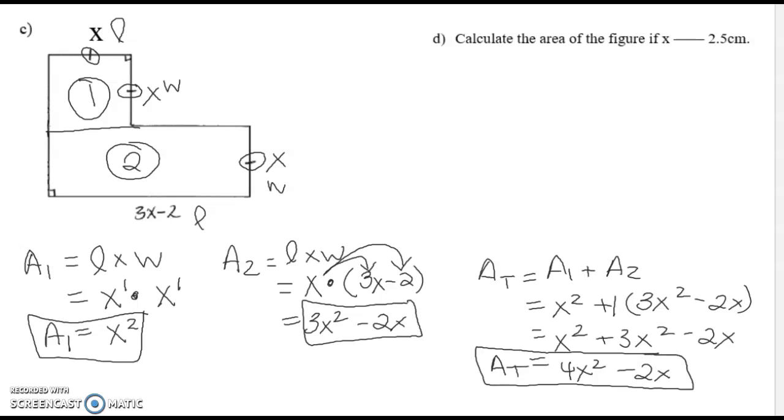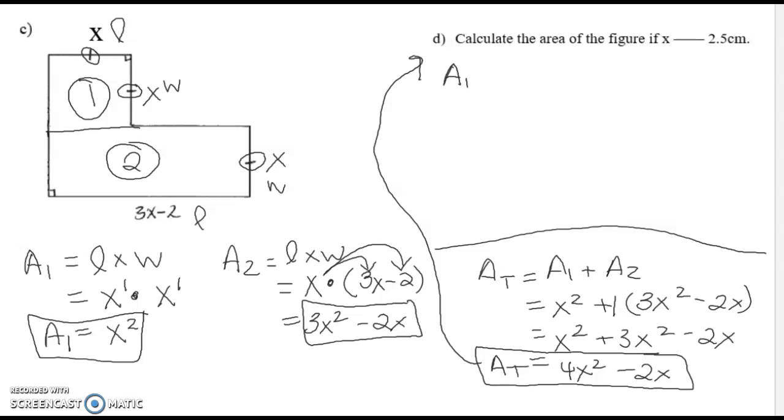Okay, so now we are going to use this up in here. Calculate the area. I'm just going to draw a line here just so we don't cross in. The area of the figure when x equals 2.5 centimeters. So let's plug it in. So area total equals 4x squared minus 2x. And wherever we have an x, we are going to plug in 2.5. So 4 times 2.5 squared minus 2 times 2.5.